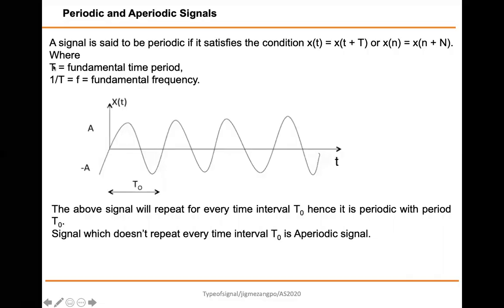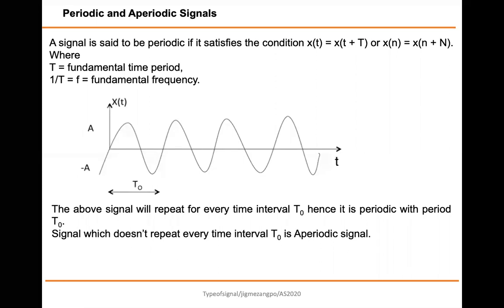Where T is the fundamental time period, and the fundamental frequency is given by 1 by T. If a signal does not satisfy this condition, then the signal is said to be aperiodic. So you should know how to find the fundamental period and fundamental frequency from the given signal.